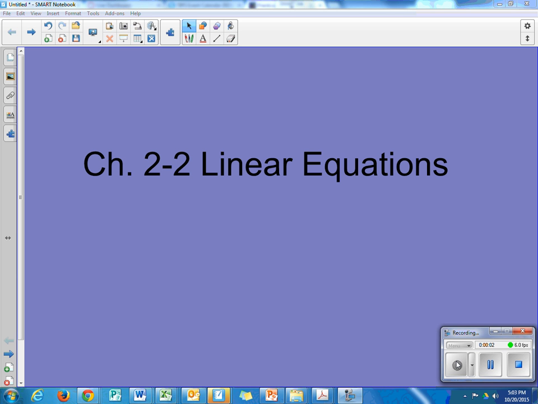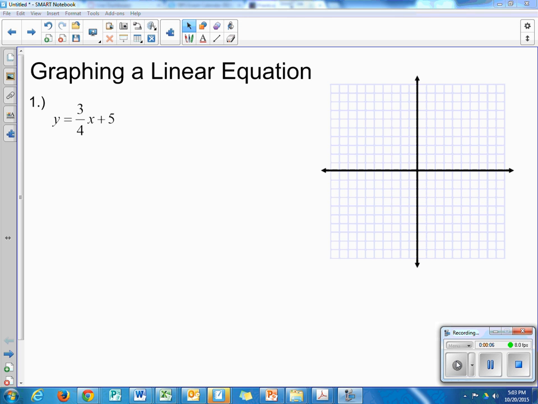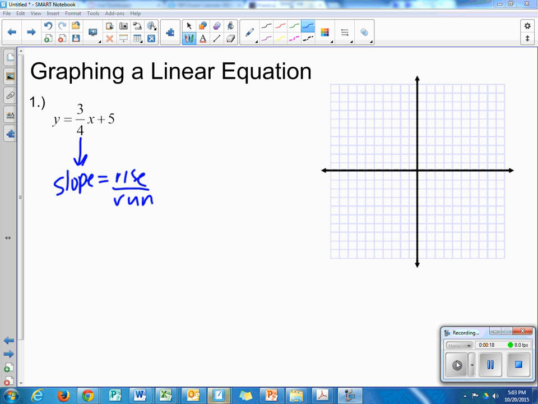Class, this video will be about Chapter 2, Lesson 2, Linear Equations. The first thing we'll go over is how to graph a linear equation. If you notice here, this is the slope, which is rise over run. Keep in mind you can run left to right, and you can run up or down. And then of course 5 is the y-intercept.